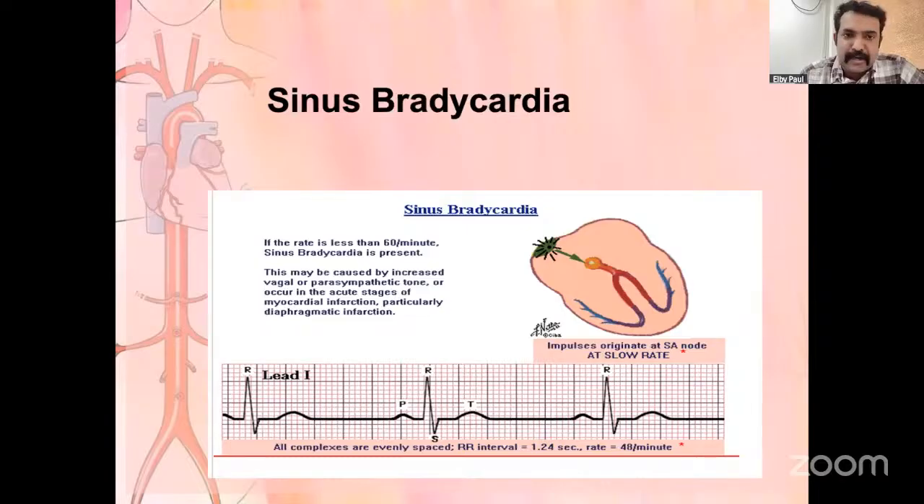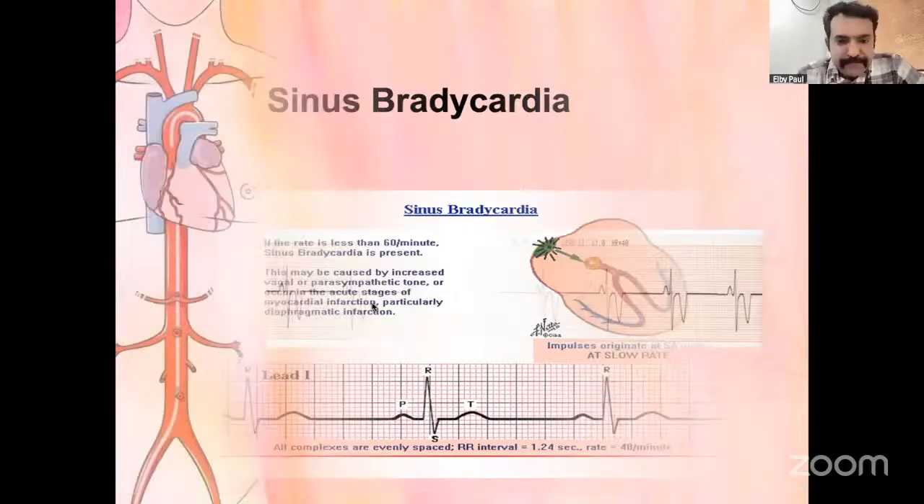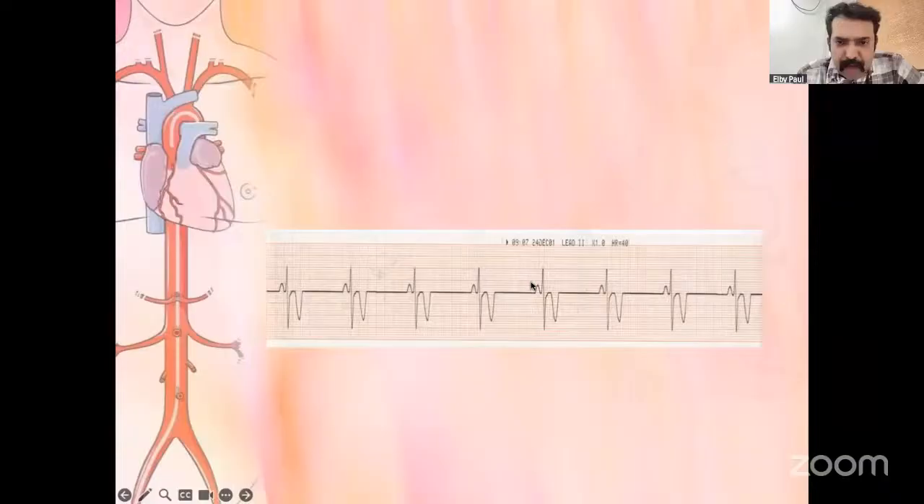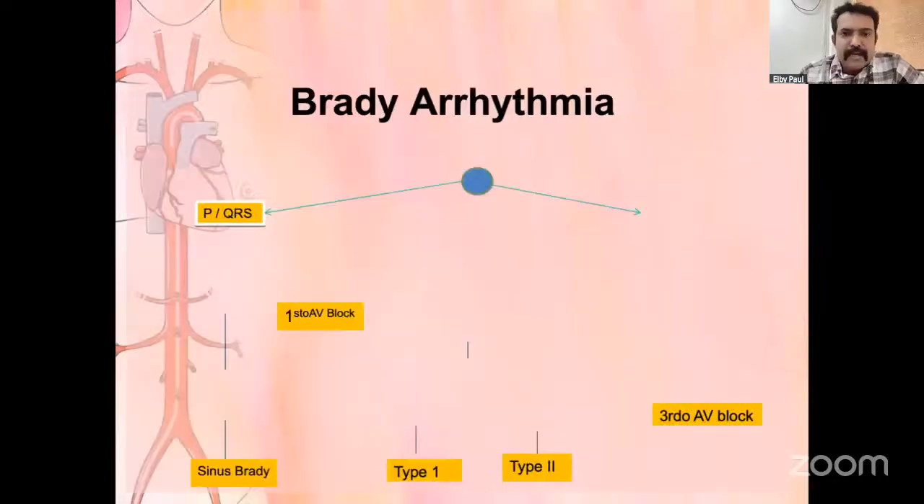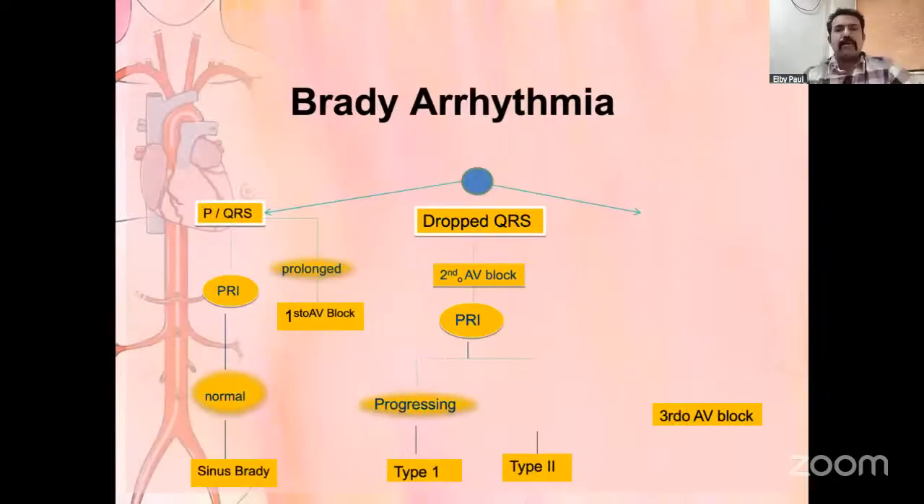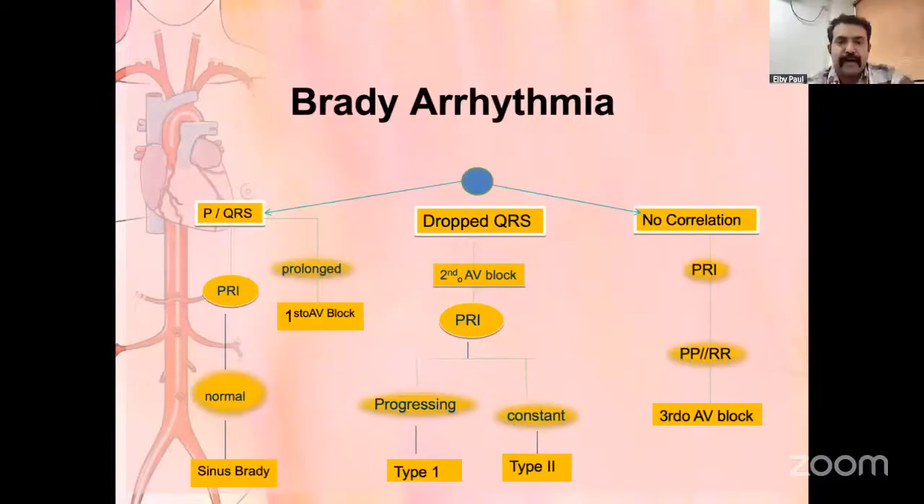Okay. See, how many big squares are in between? 1, 2, 3, 4, 5, 6, 7. So if the number of big squares is increasing, it will lead to a bradycardia. Okay. Again, this is also the classification of bradyarrhythmia.